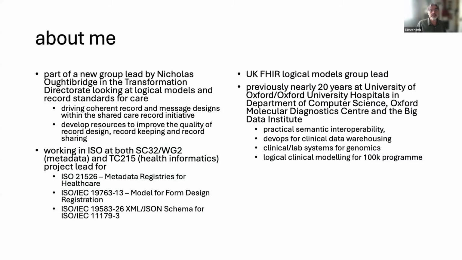So who am I? I'm new group, 18 months in, led by Nicholas Suterbridge in the Transformation Directorate, looking at logical models and record standards for care. So the notion is that you want to be able to get definitions into the care record so that your FHIR APIs can find that data and bring it out the way it actually means, rather than I'm going to have to squint a bit and map this across, and it doesn't exactly mean that, and I hope it works at the other end. If you can get the data definitions in, then you can get out the data that you're looking for.